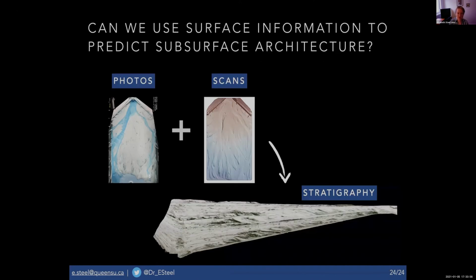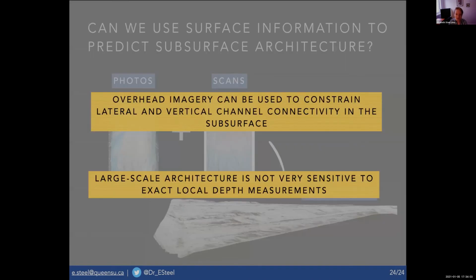So just to return to this first question of whether we can use surface information to predict certain metrics of subsurface architecture, I would say that it's hopeful because we can use this overhead imagery to constrain lateral and vertical connectivity in the subsurface, and that the large scale architecture does not seem to be very sensitive to local depth measurements. One last thing I'll say too is that we're hoping to get this published soon.